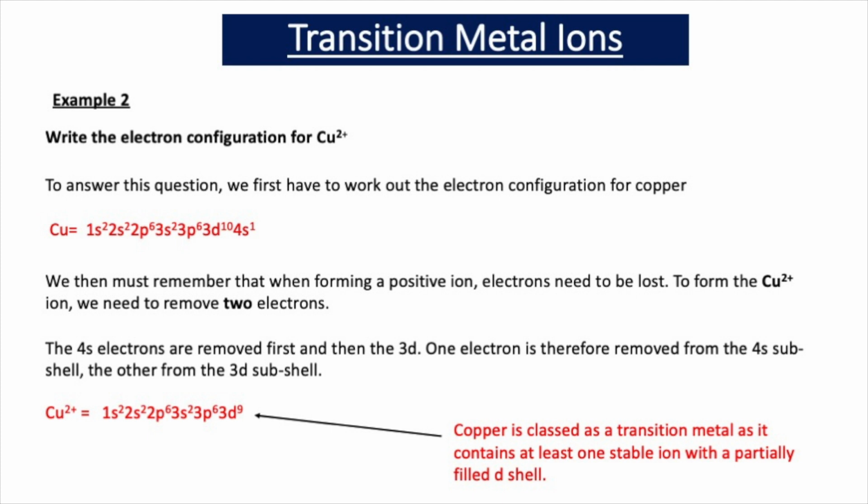Now, in this question, we're asked to work out the electron configuration for Cu2+. So Cu2+ means that we've lost 2 electrons. So to remove the 2 electrons, we take 1 from the 4s and 1 from the 3d orbital, and therefore it ends in 3d9. Now, copper is classed as a transition metal as it fulfills this definition of having at least 1 stable ion with a partially filled D shell, and this is because it's got 3d9, and therefore that is partially full, and therefore copper is classed as a transition metal.